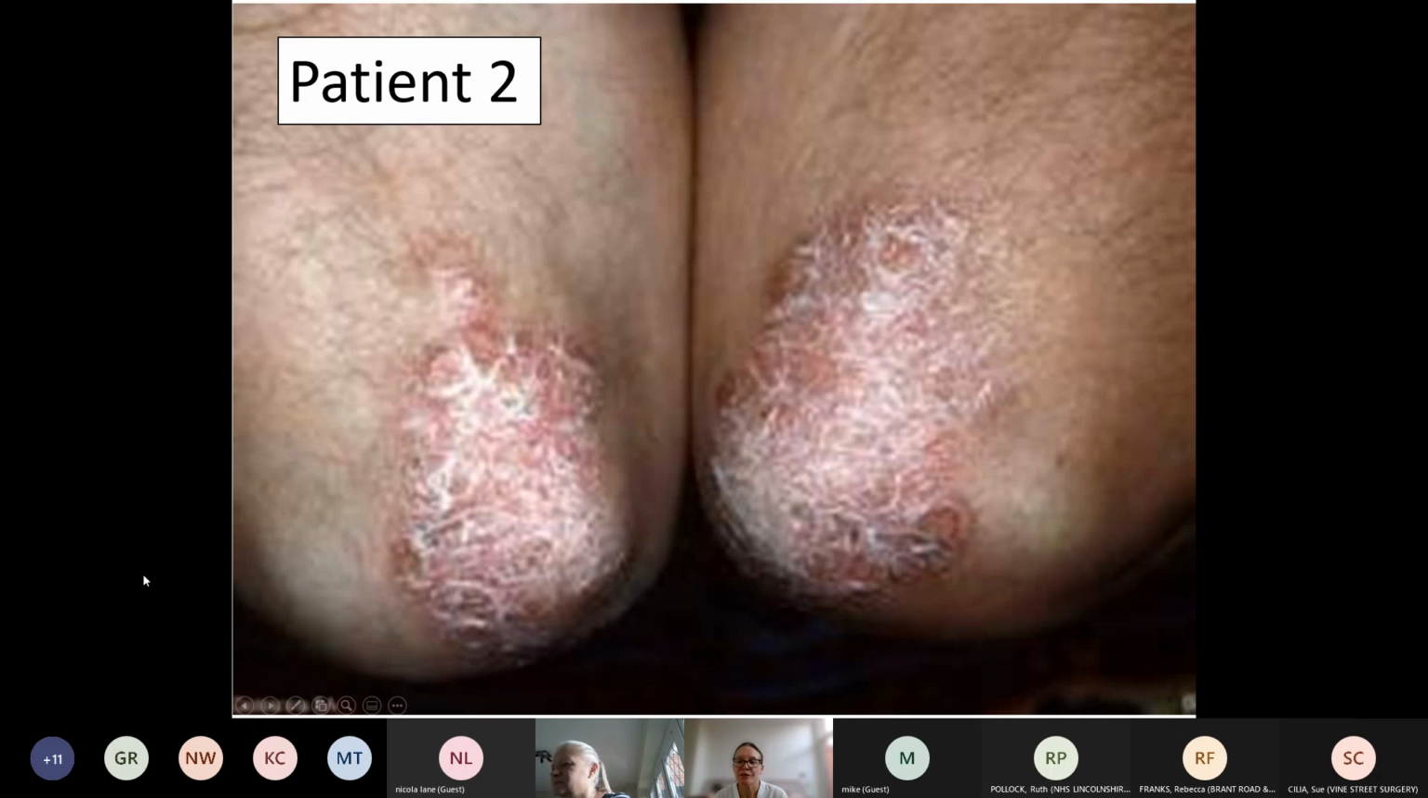Someone else has said plaques, and knowing what the diagnosis is, we would describe these as plaques, but I do agree, if it was flat, it would be a patch. If it's raised slightly above the surface, but not raised too much, a lot wider than it is high, it's a plaque. So there's people that have just put plaque on the chat. Absolutely right. Also bilateral, yeah. Anything else?